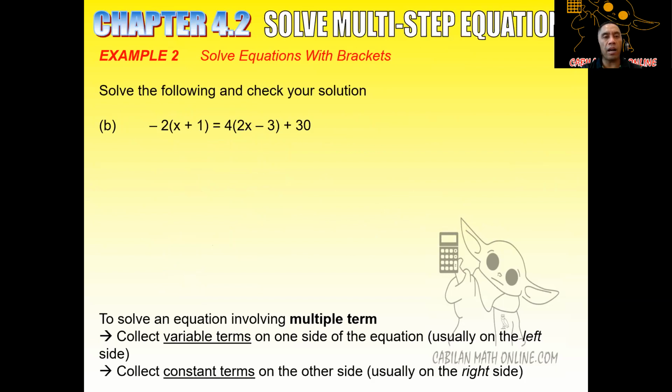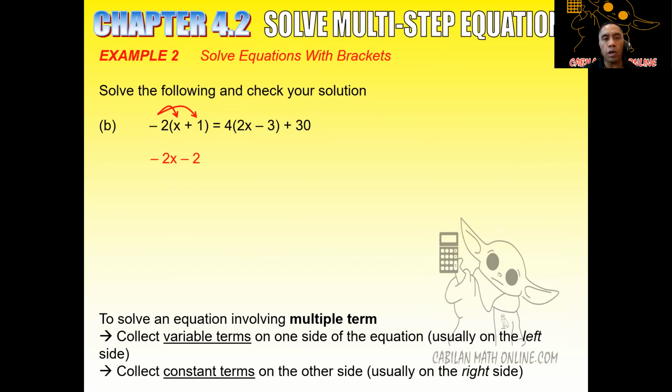Notice not only do we have two brackets, but we also have variables, specifically the letter x, on both sides of the equal sign. So we're going to combine everything that we have learned up until this point. We're going to take this negative 2, multiply it to the x, and the negative 2 multiplied to this positive 1. So that gives me negative 2x minus 2.